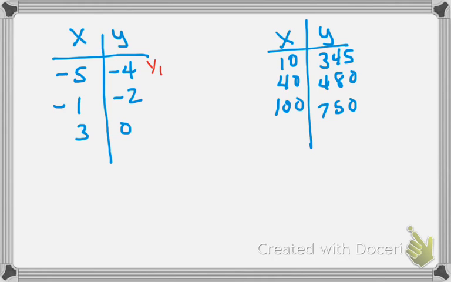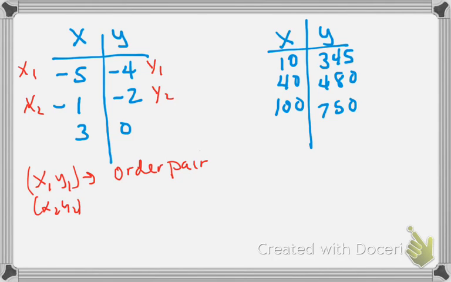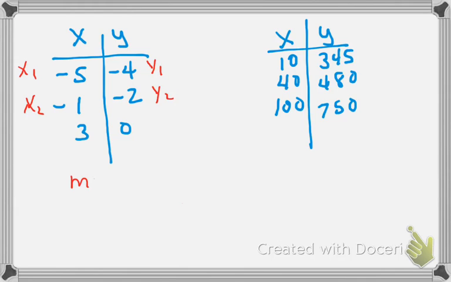We always call this one y1 and y2, and we can call this one x1 and x2. So the x1, y1 represents an ordered pair. The x2, y2 represents the second ordered pair. I mean, it's pretty obvious. So what we're going to do is use that slope formula that we were talking about earlier. So the slope is y2 minus y1 over x2 minus x1.